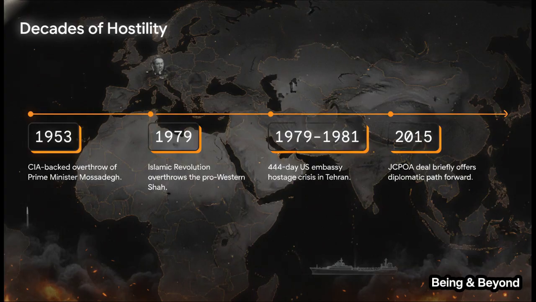Fast forward to 1979, the Islamic Revolution overthrew the pro-Western Shah, completely transforming Iran into an Islamic republic vehemently opposed to Western influence. And this seismic shift was immediately followed by the storming of the U.S. Embassy in Tehran and a grueling 444-day hostage crisis. That specific sequence of events deeply humiliated Washington and forged an incredibly durable, hardened rivalry.